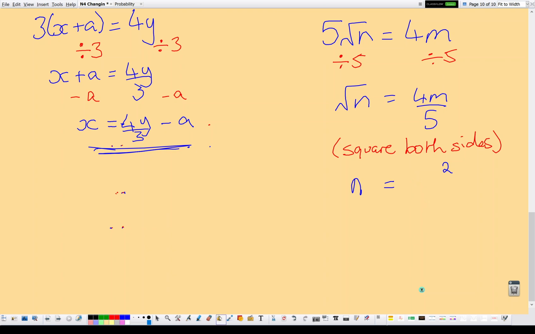So what we have to do is put the entire fraction into a bracket. So that entire fraction on the right hand side, put it into a bracket. 4m over 5 all squared. And now we're done.